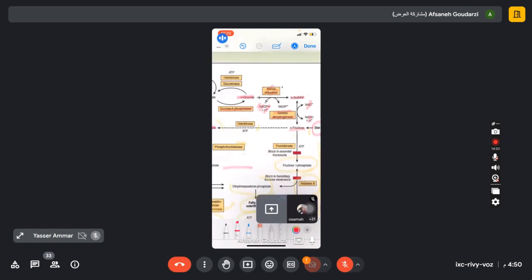Sorbitol could be changed to glucose as well. Another point regarding sorbitol is that it is present in many cells. Sorbitol is able to make osmotic pressure. Since it increases osmotic pressure, this osmotic pressure leads to accumulation of water in that cell.